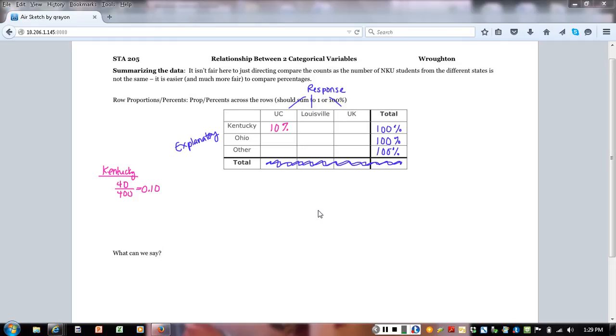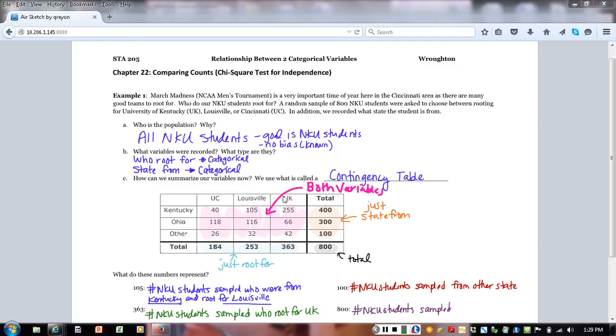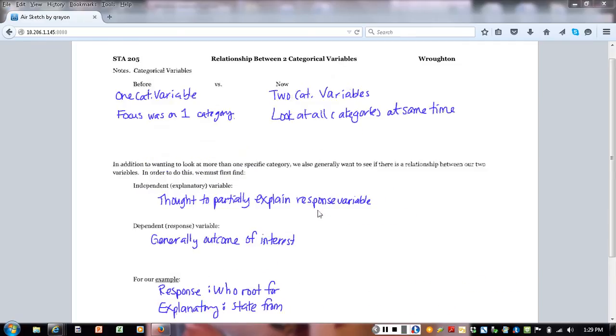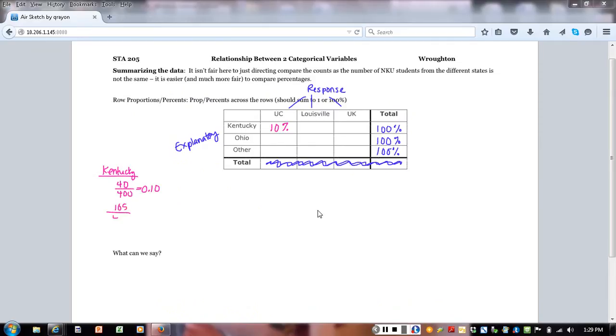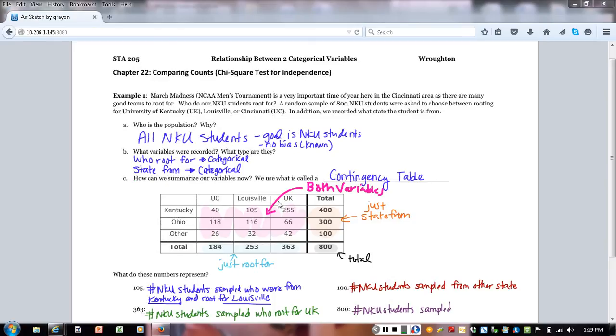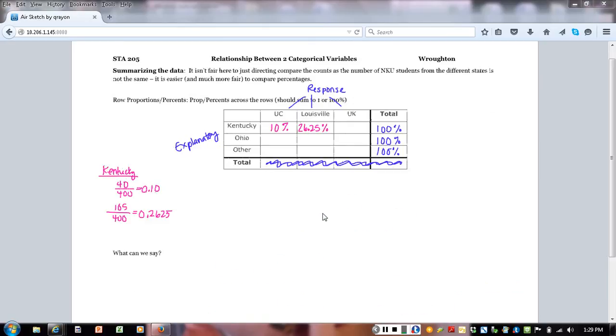Then of my 400, how many of them are rooting for Louisville? 105 out of the 400. That gives me 0.2625. So we get 26.25% there. And then how many of them root for UK? We have the 255 out of the 400, which gives me 0.6375. So I'm going to get 63.75% there. And notice those three numbers add up to 100%.